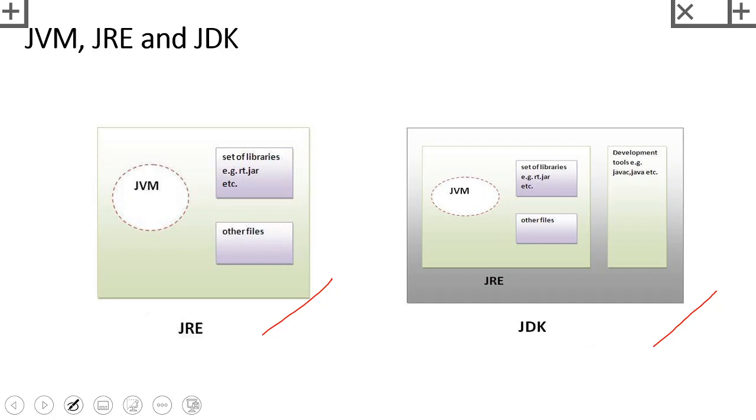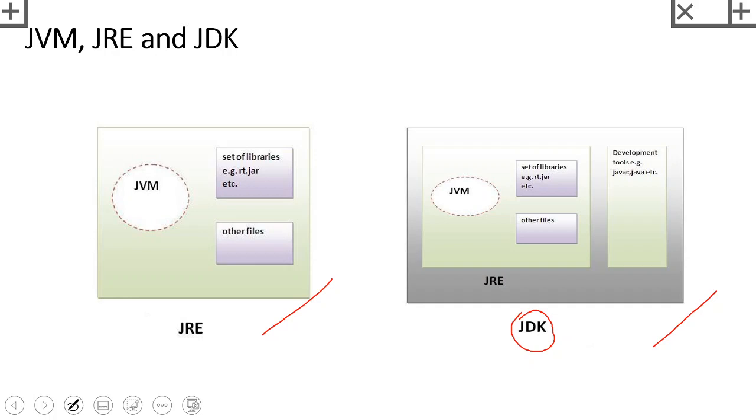So if you are a developer, if you want to build, compile, and deploy your application, you need to install JDK. You don't have to install JRE and JVM separately. So JVM is a part of JRE, and JRE is a part of JDK. At a higher level, this is what you should understand.